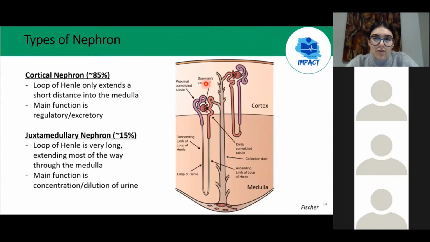And then we also have about 15% of our nephrons that are juxtamedullary. What that means is that the loop of Henle actually extends all the way down into the medulla, rather than just a little bit of the way through, mostly being in the cortex. So these guys, their loops of Henle are all the way down in the medulla. And their main function is to concentrate or dilute urine. This is a super important concept that we'll come back to a little bit later. So keep that at the back of your mind for now.